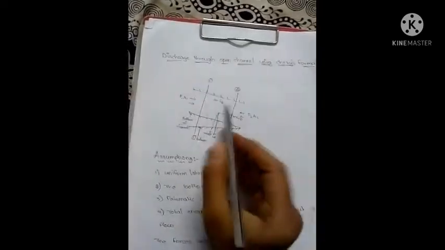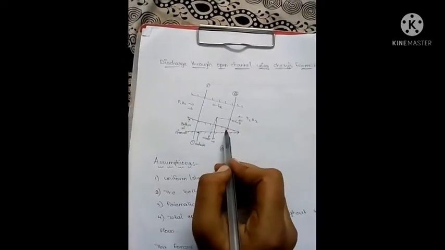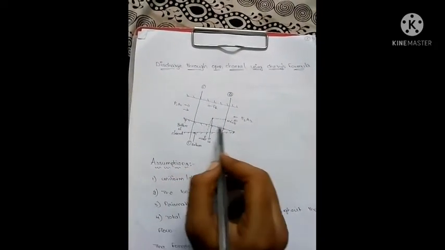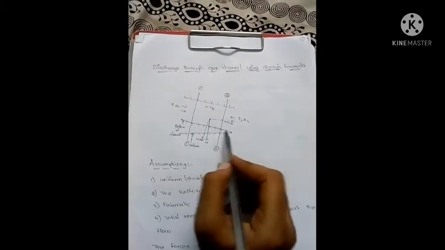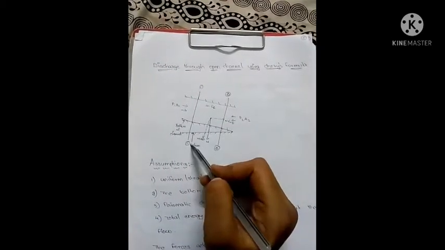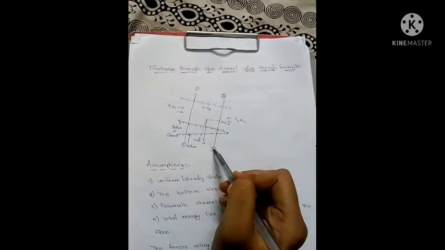In this video we will be discussing the discharge through an open channel using Chezy's formula. First of all, let us consider a channel, and this channel should have some inclination, and this is section 1 and section 2.